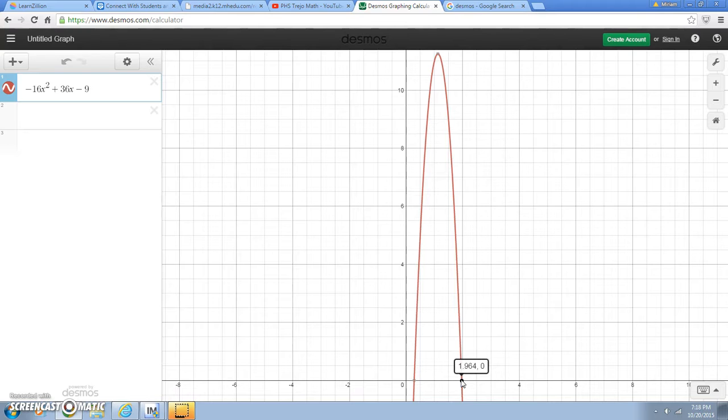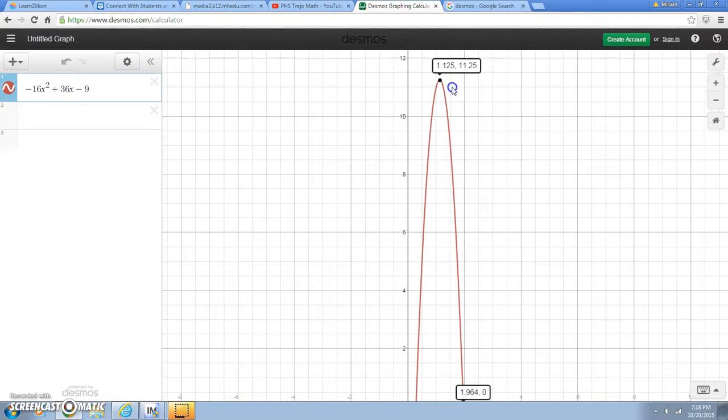It says, at what time did the spirit bomb reach its maximum height? Okay, so it reached its maximum height at... How come it's not giving me? Oh, there it is.